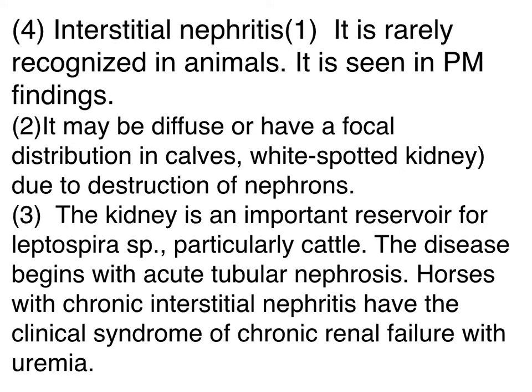It may be diffuse or have focal distribution; in calves, white spotted kidney due to destruction of nephrons. The kidney is an important reservoir for leptospira, particularly in cattle. The disease begins with acute tubular nephrosis. Horses with chronic interstitial nephritis have the clinical syndromes of chronic renal failure with uremia.